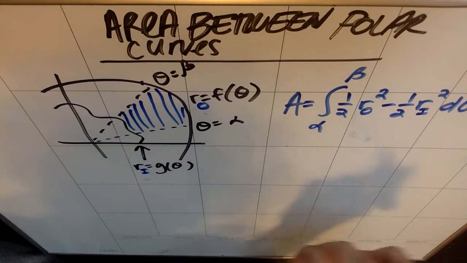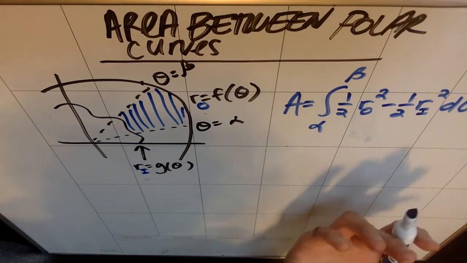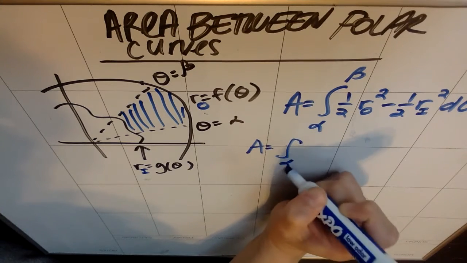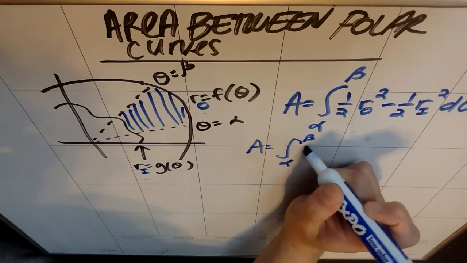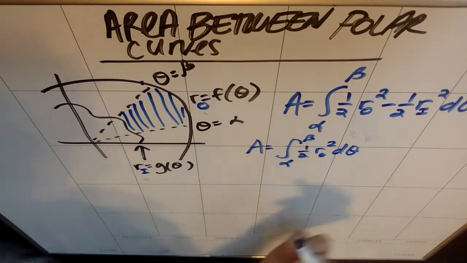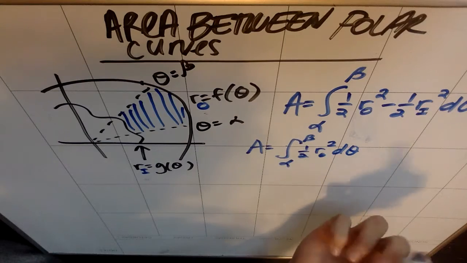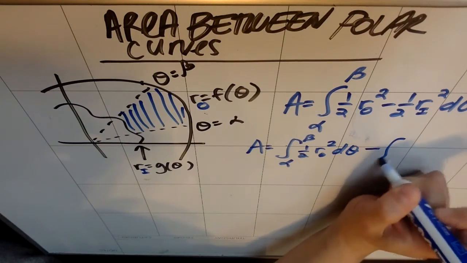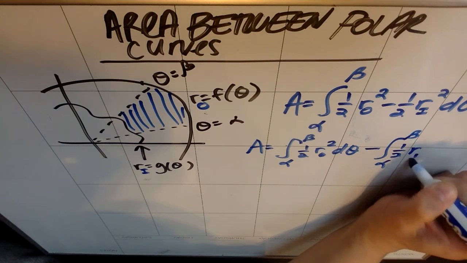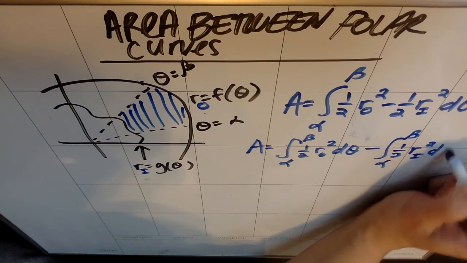Now you might say, okay, why does it look like this? What I want to point out is that this is actually the same as doing the formula we learned in a previous video for each of the two areas. The big area would be 1/2 R sub O, the outer R quantity squared, minus the little area, which would be the same thing with the little R sub I quantity squared, with respect to theta.